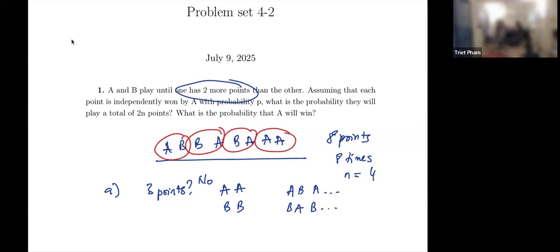But anyway, I guess we're right on time. So let's revisit this problem next Monday. Okay.